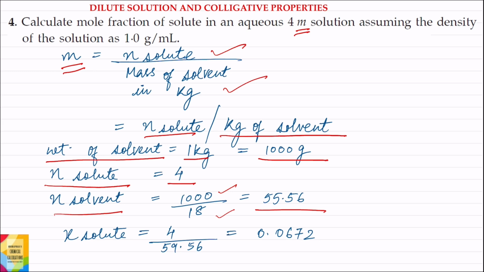Now mole fraction of solute is equal to moles of solute divided by total number of moles. So moles of solute is 4 moles. Total moles will be moles of solute plus moles of solvent, that is 55.56 plus 4, and it is equal to 59.56. So 4 divided by 59.56 gives the mole fraction of solute, and this is equal to 0.0672.